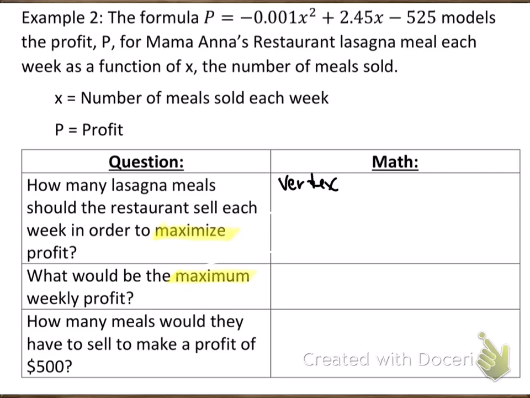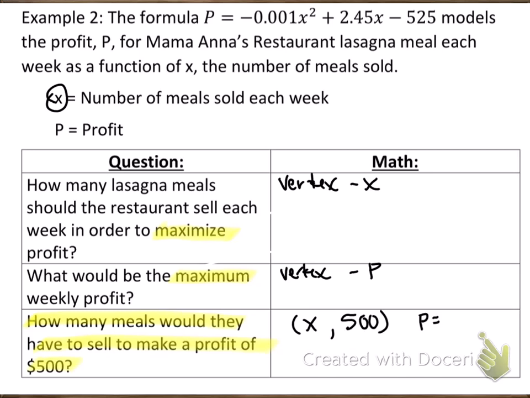For this first one, I want to know the x value of my vertex. For the second one, I want the y value, which in this case is represented with the letter p, profit. So I want the independent variable of my vertex, that's x. Here I want the dependent variable of my vertex, p. Then this next one is a little bit different from the last problem. It says, how many meals, so that's x, would I have to sell in order to make a profit of $500? In other words, when p is equal to $500, what is x? So guess what we're going to do, guys? All we're going to do is put 500 in for p.